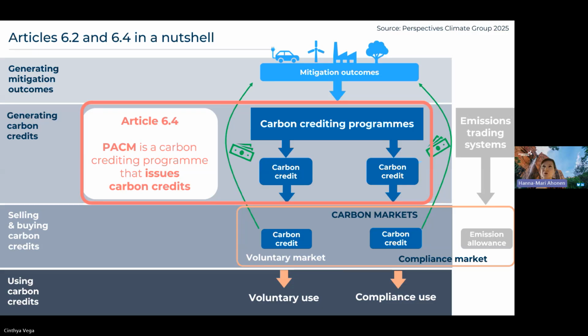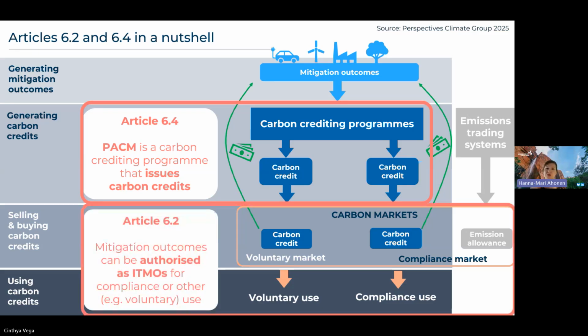And then Article 6.2 is a way for mitigation outcomes not to be counted by the host country, given up by the host country for uses that need a unique use. So whatever mitigation outcomes are authorized and first transferred by the host country, simply put. And that means that they can be used for specific purposes. And we'll look at the purposes in a moment. And you can have a credit that is both issued by the PACM and authorized under Article 6.2 as an ITMO, or you can have an ITMO that is not under the PACM, or you can have a carbon credit under the PACM that's not authorized as an ITMO. So let's see how that works.